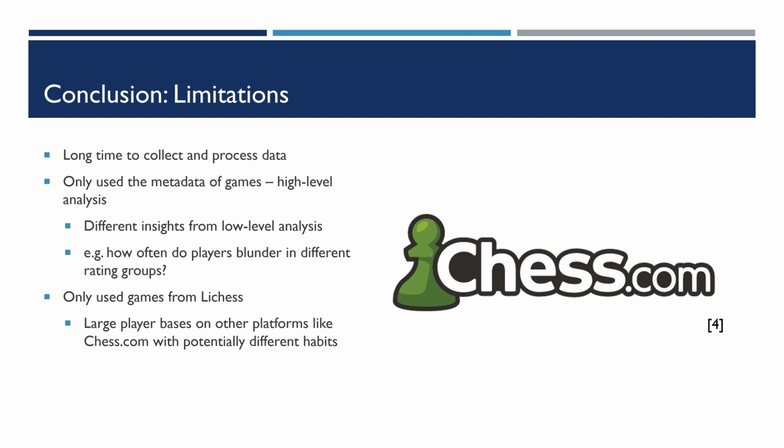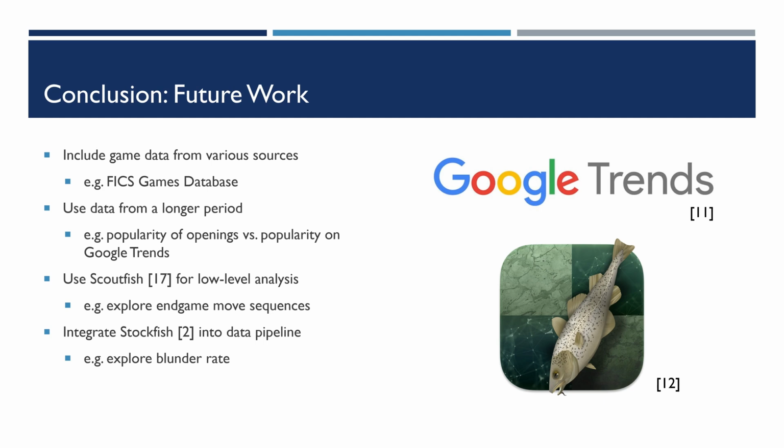Furthermore, we only used data about games on LiveChess. There are large player bases on other platforms like chess.com with potentially different habits which we could have investigated. In the future, we could expand our data pipeline to include more data sources such as the FICS Games database. This would enable a more diverse dataset and the ability to compare habits of players on different platforms.